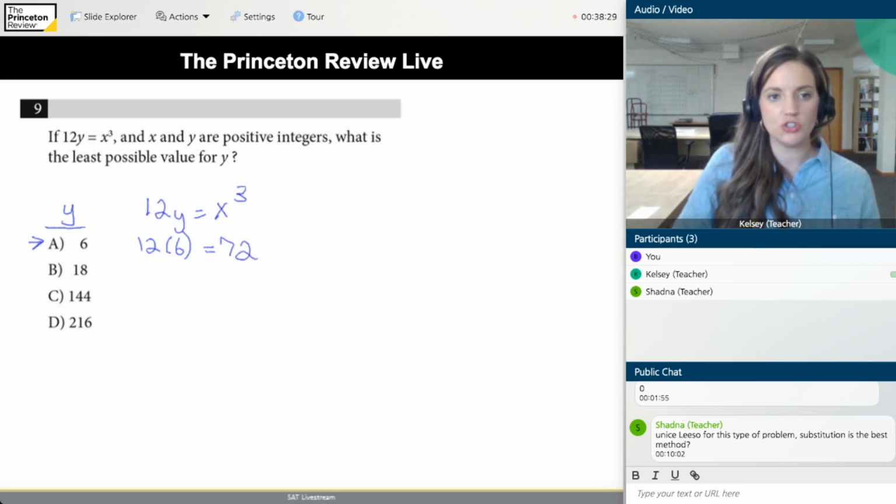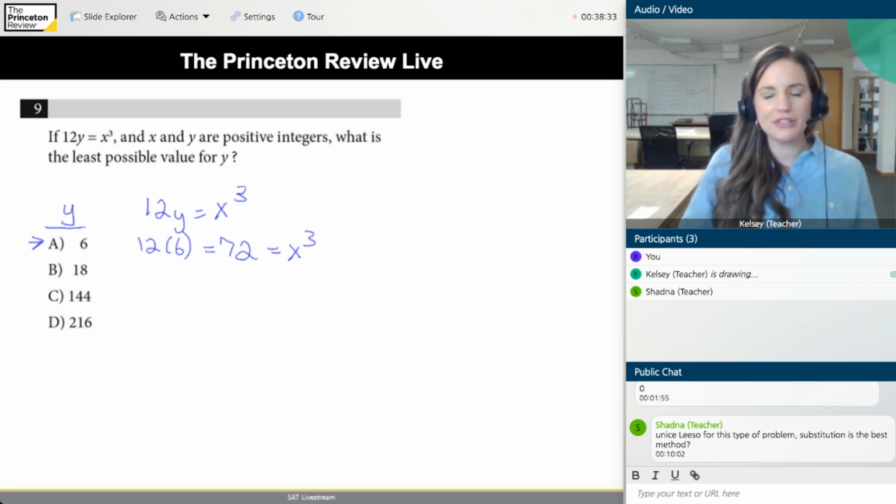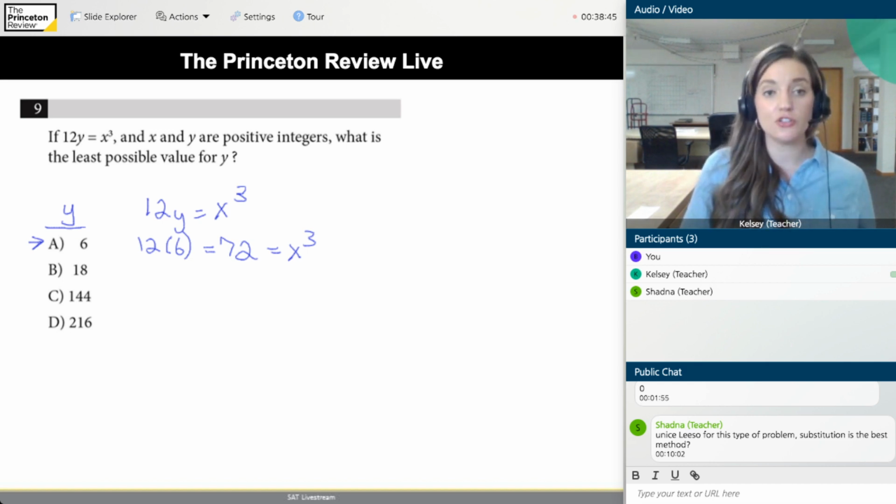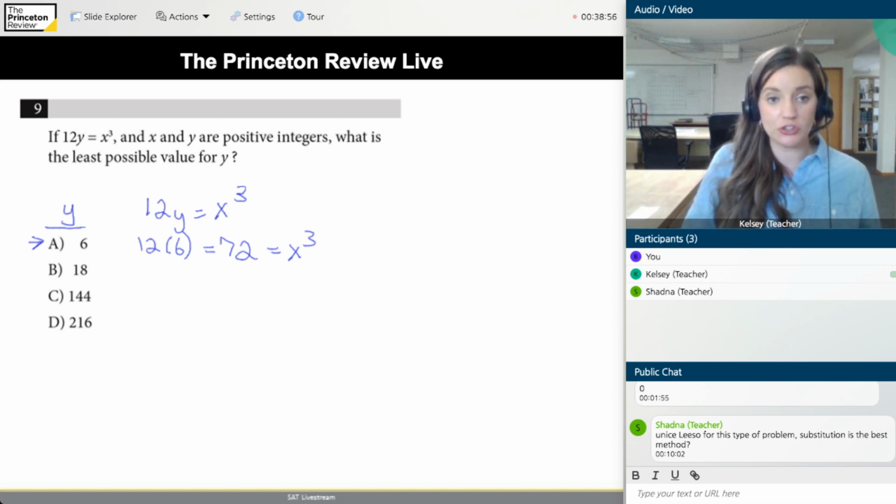So 72 equal to x cubed. How do we know if this is the right answer? What do we do with this? Well, x and y have to be positive integers. So again, we've got that qualification of positive in there. We can't have a negative number, and it's an integer, so it has to be a nice round number, no fractions, no decimals. So if you've got your calculator, let's do the cube root of 72 and see if that's a nice round number.